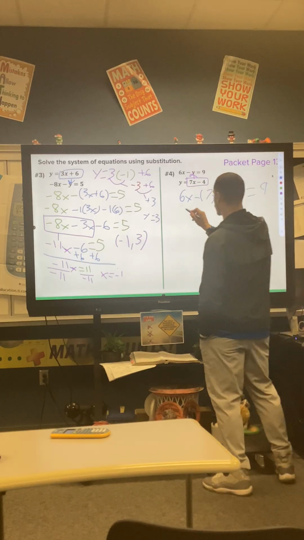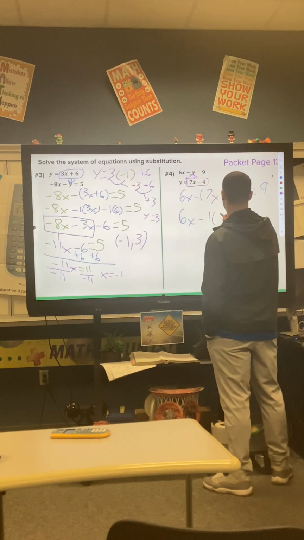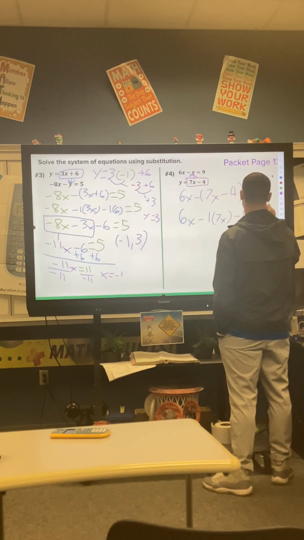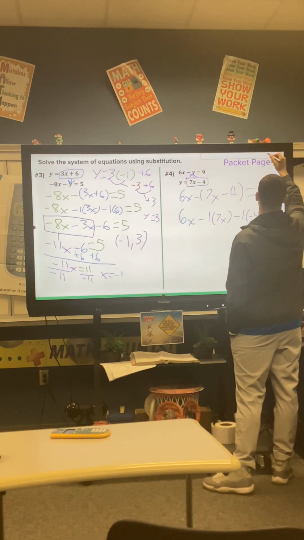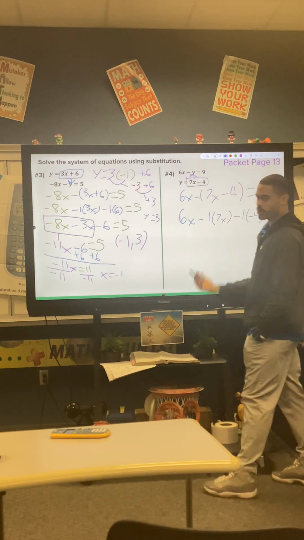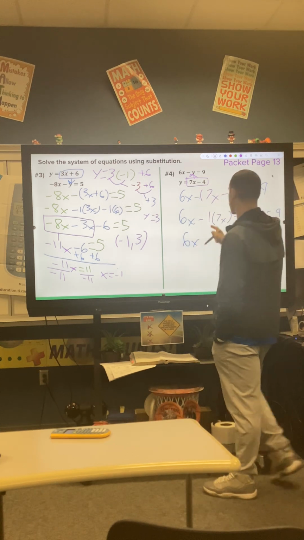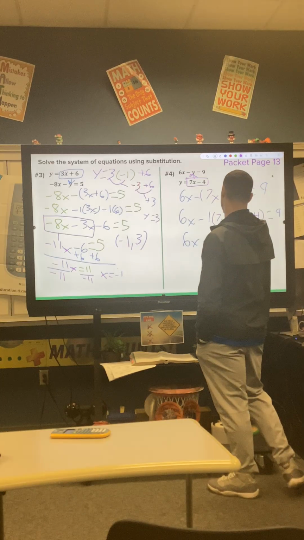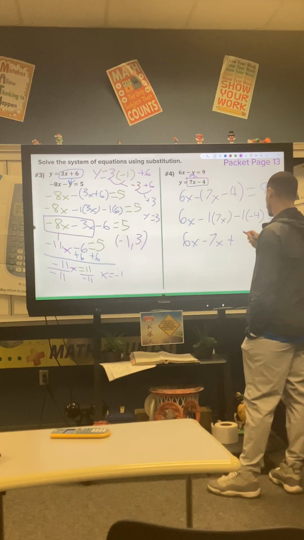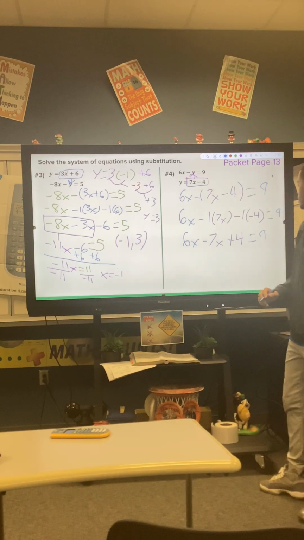So when I distribute, remember I'm taking a -1 and multiplying that by 7x. I'm taking a -1 and multiplying that by a -4. And it's still going to equal 9. So after I've gone through and I do my distribution, I should be left with 6x. -1 times the 7x should give me a -7x. -1 times -4 should give me positive 4. And I bring down my 9.